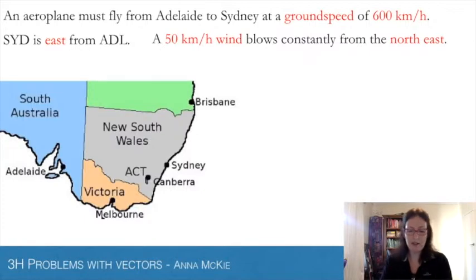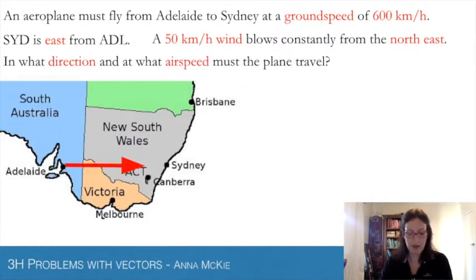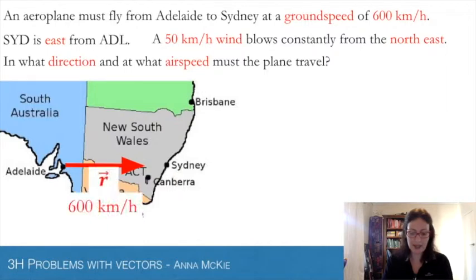But we have wind blowing at 50 kilometres an hour, and for the purposes of this simple question, we'll say constantly from the northeast. So imagining where that is blowing from. So we're asked to calculate in what direction and at what airspeed must the plane travel to get to Sydney. So if it was flying directly, it would obviously move in an easterly direction. We'll call that R, 600 kilometres per hour.